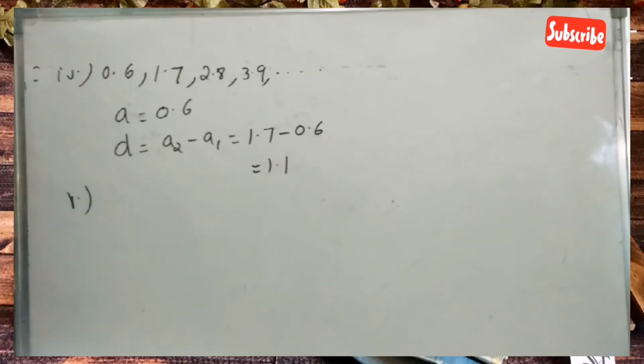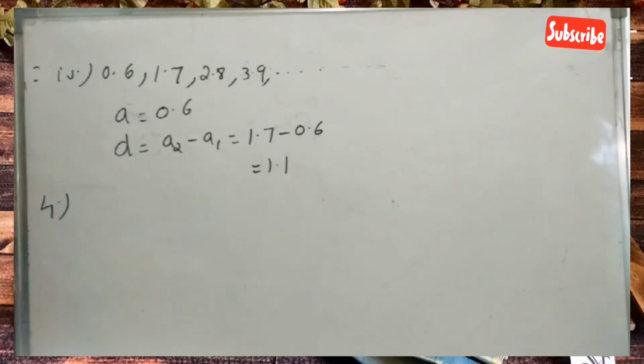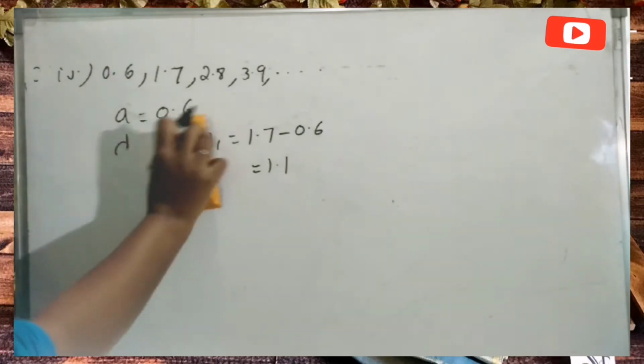Now the fourth question: which of the following are APs? If they form an AP, find the common difference D and write three more terms. Which of the following are APs? That means it is not given to us that the list of numbers forms an AP. We need to check whether it forms an AP or not. That is the difference between the third question and the fourth question. If it forms an AP, we need to write the common difference and three more terms.